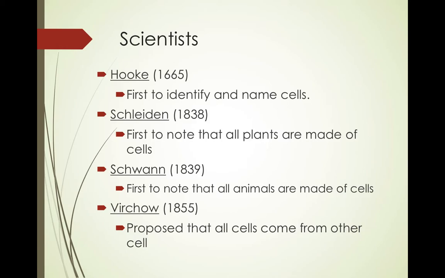And then the last one is Virchow. Virchow proposed that all cells come from other cells. Well, that starts leading back towards the theory of evolution, because if everything came from something living, then we have to keep going back, and keep going back. And that means that there would eventually only be one original cell, or whatever your thoughts are on that.